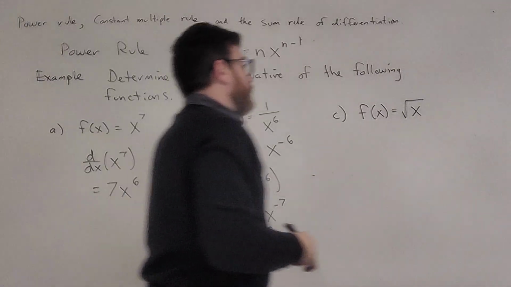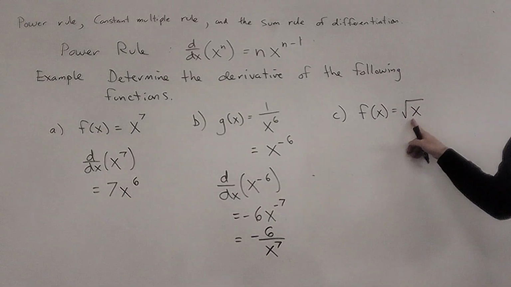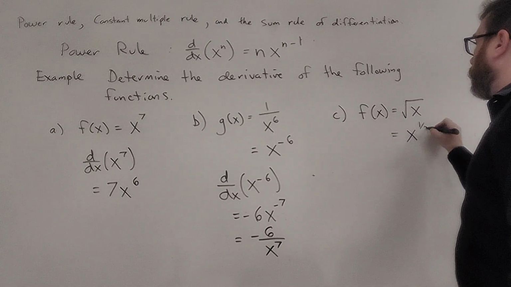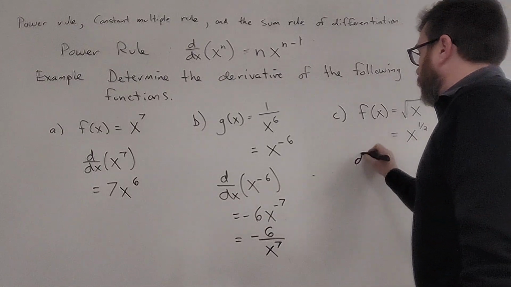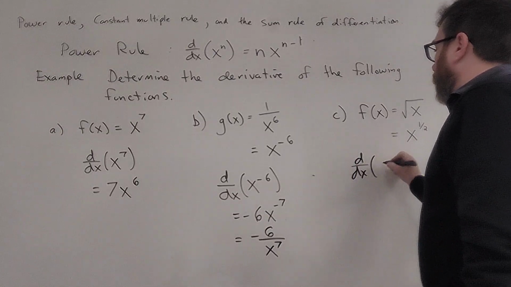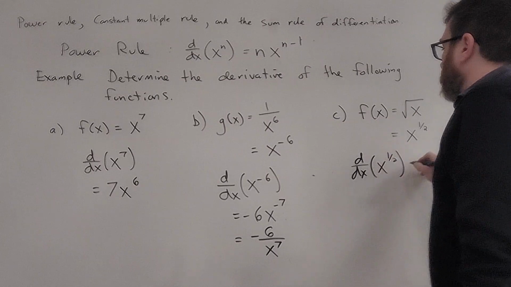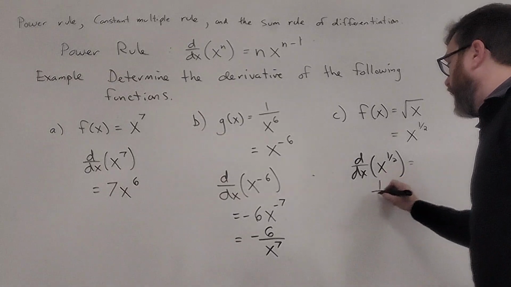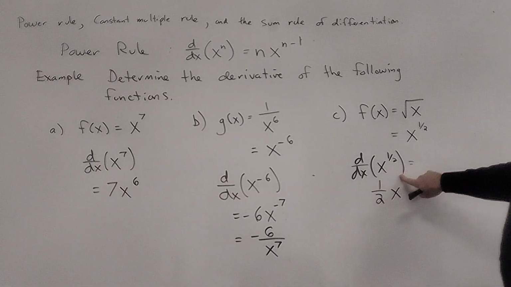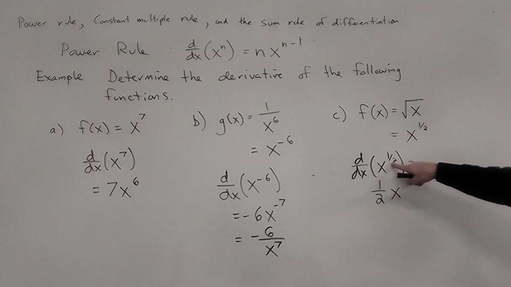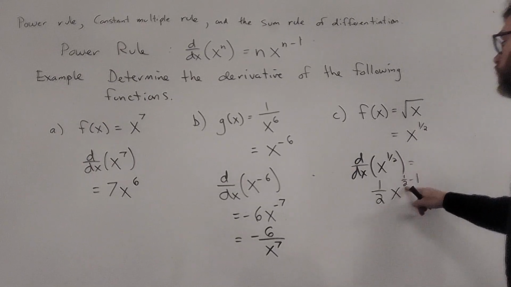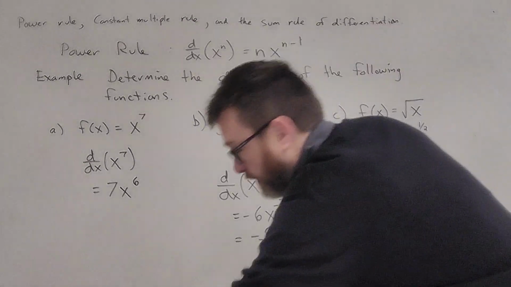Radicals show up a lot as well. So again, this can be written as a variable to a power. So this is the same thing as x to the 1/2 power. So if I want to take the derivative with respect to x of the square root of x, or x to the 1/2 power, we're going to bring that power out front. So this is going to be 1/2 x to the, now we have to drop that power down by 1. So 1/2 minus 1 is going to be negative 1/2, since 1/2 minus 2 over 2 is negative 1/2.